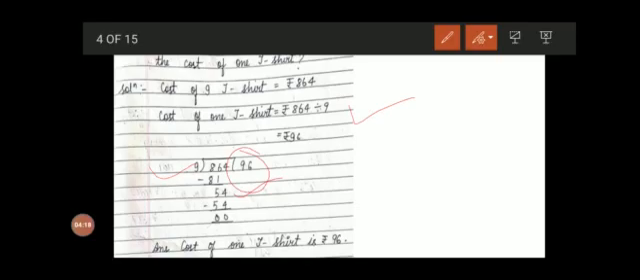Cost of 9 t-shirts is 864 and cost of one t-shirt, 96 will be the answer.